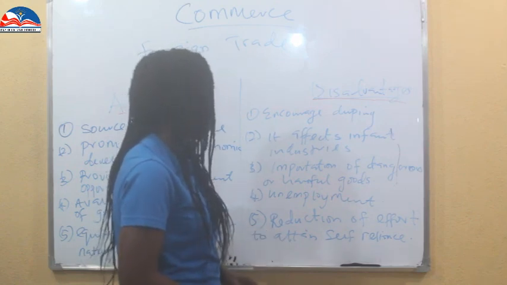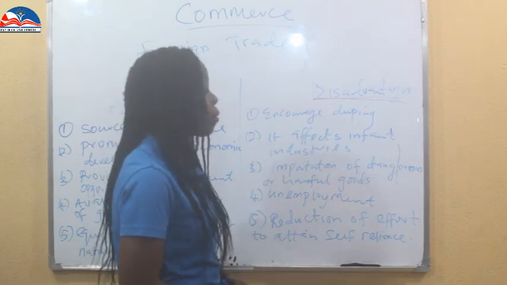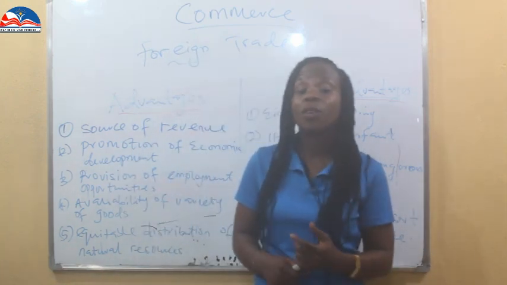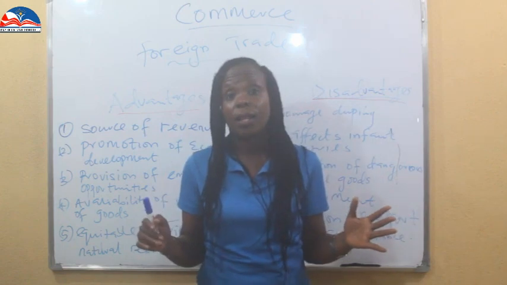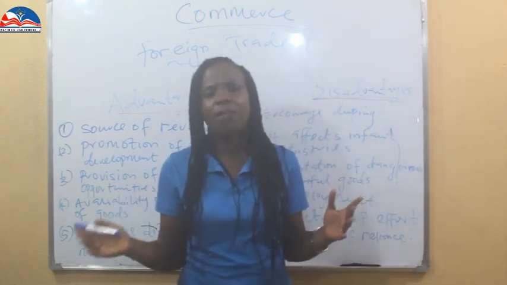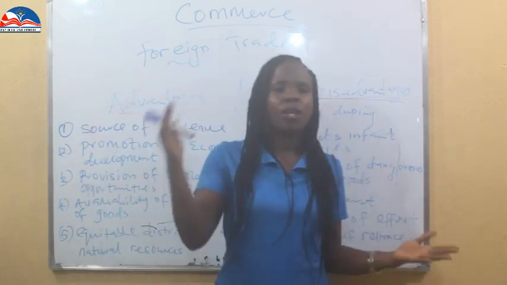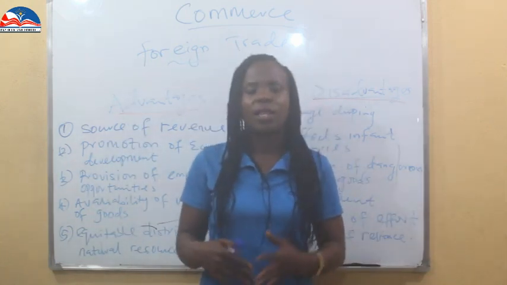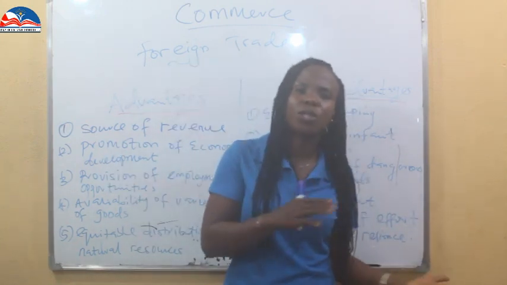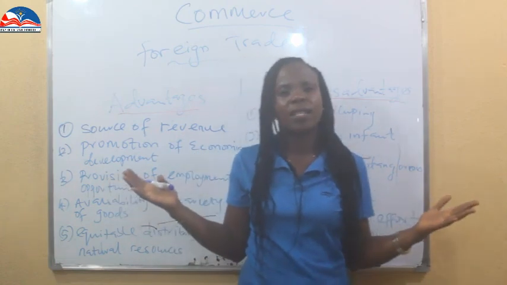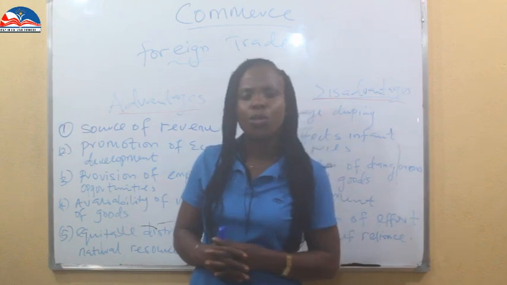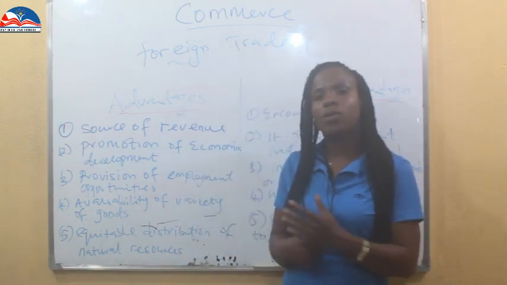Then reduction of effort to attain self-reliance. Every nation preaches self-reliance. Every nation wants to be self-reliant. And so, if they want to be self-reliant and they bring in different kinds of goods, the country becomes a dumping ground. Things they are supposed to produce, they will not produce. They will depend on importation. What happens? The self-reliant nation they imply or intend to build, they won't be able to build. So it will kill that.